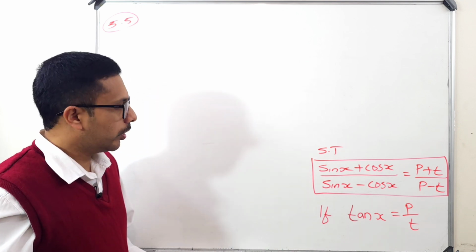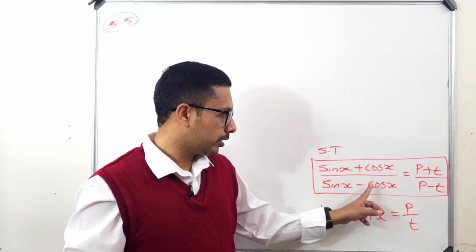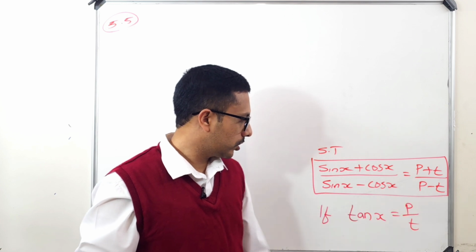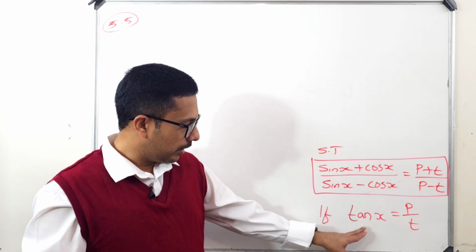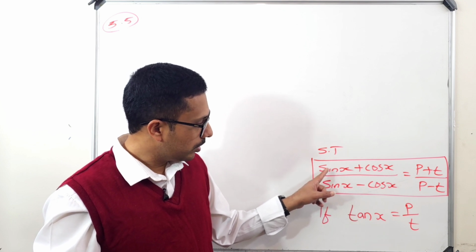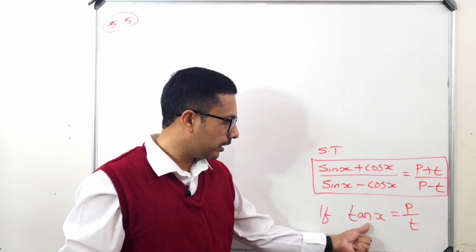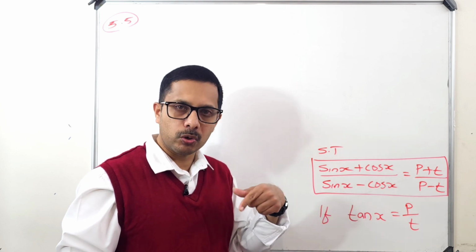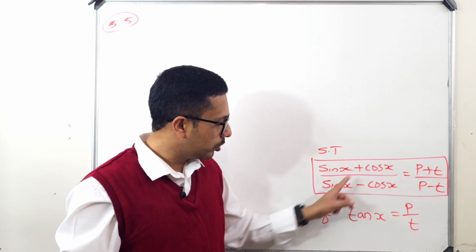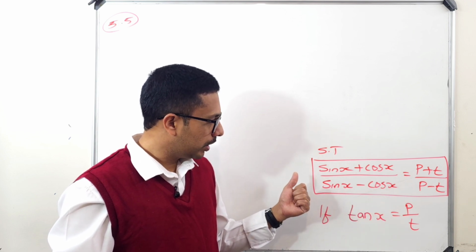Okay, so anyway, let's start. Sin x plus cos x divided by sin x minus cos x, and we have to prove that p plus t divided by p minus t. So what is given? Tan x. So here you can see that there is no tan x here, but at the same time we know that sin x by cos x is tan x. Okay, but here there are two terms, here also two terms. So it is difficult to find the tan x.